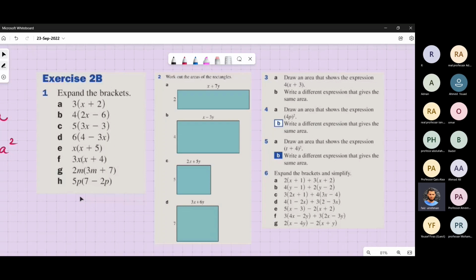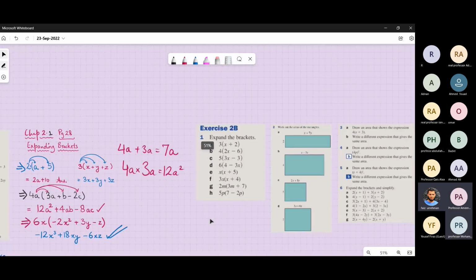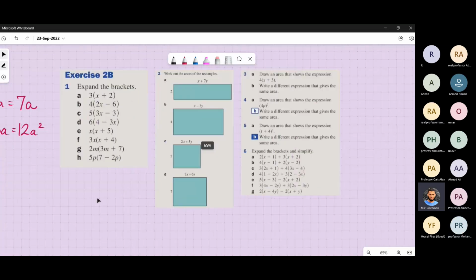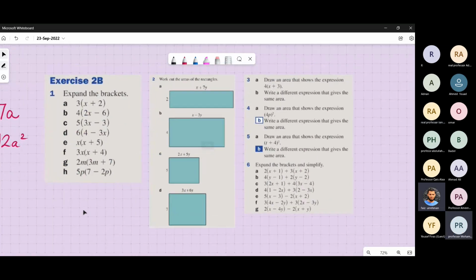Okay, I'm coming back. I will continue the question. In the meantime, you can do question number 1, question number 2, and question number 3. This is page number 28, 29, page 29 in your books, okay? Bye-bye.